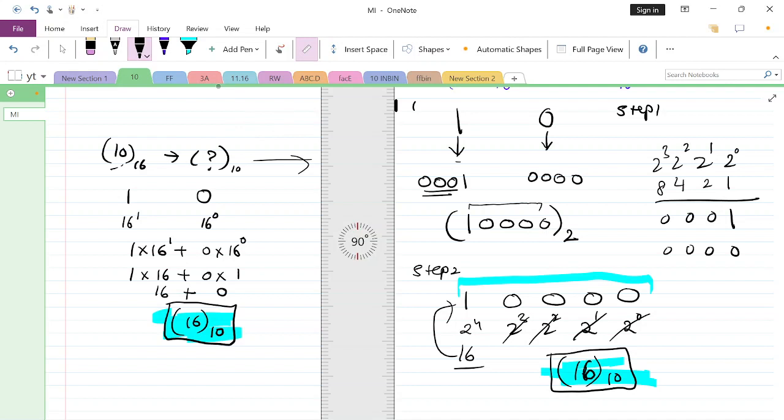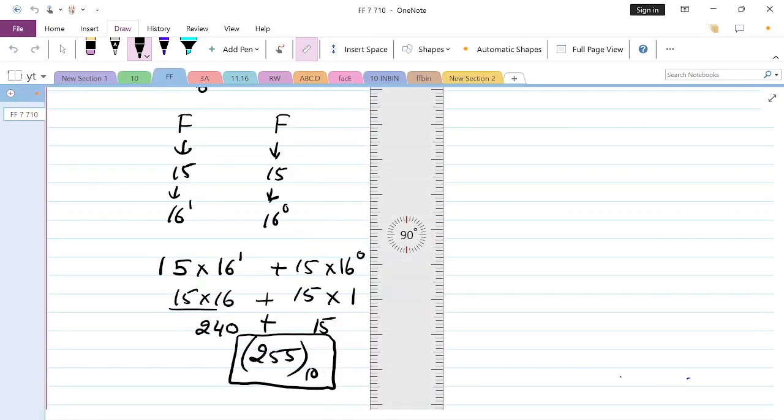So this number was comparatively simpler. Answer will be the same. Let us take this number FF. This was solved using method 1. Let us solve this using method 2. F F. So let us write down our weights: 1, 2, 4 and 8.